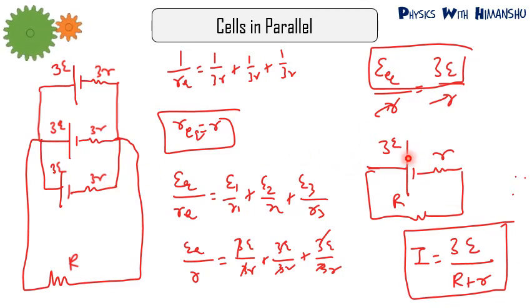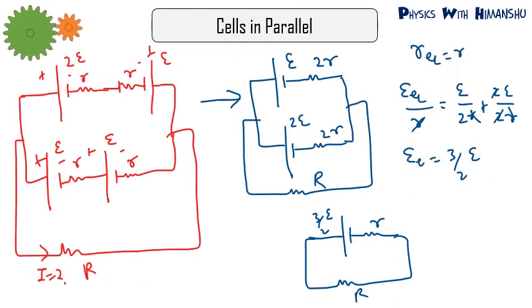The total equivalent EMF is 3E, the total internal resistance is R, and the external resistance is R. So I will be equal to V upon R equivalent, because R and R are in series. So this is how you have to solve questions related to cells in series and cells in parallel combined. Okay, we'll solve one more question here.